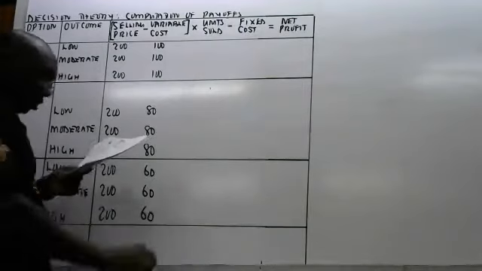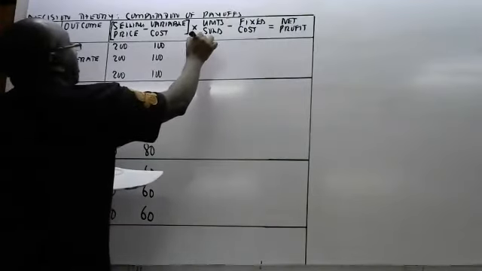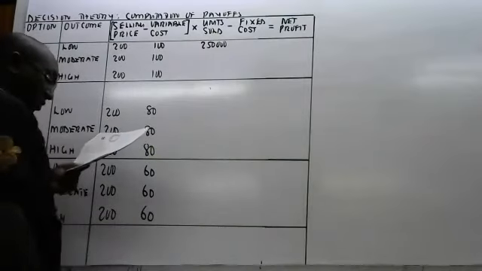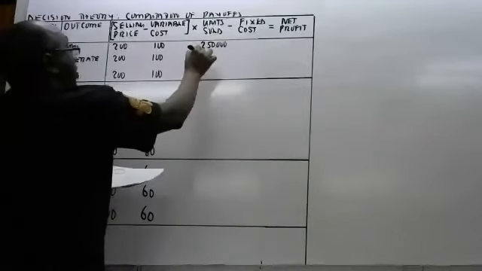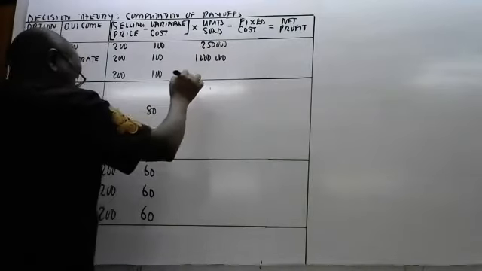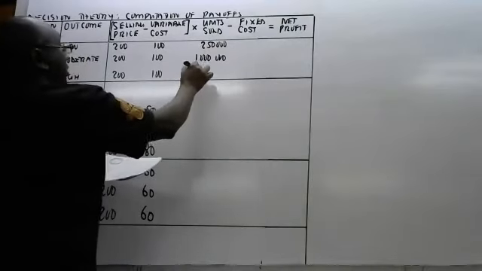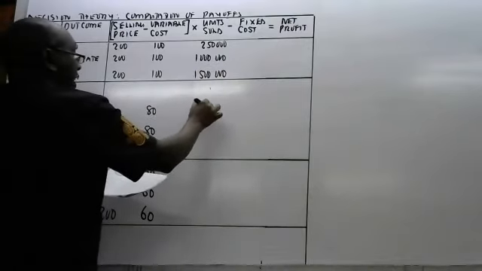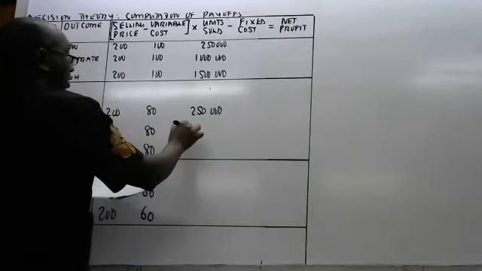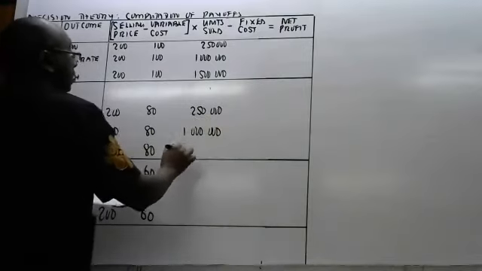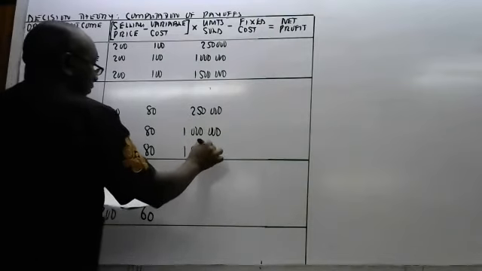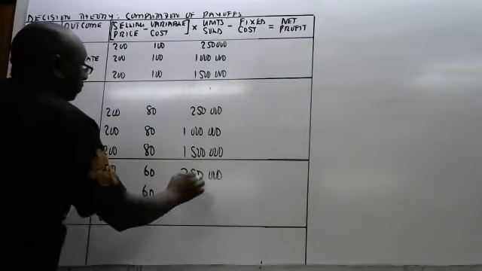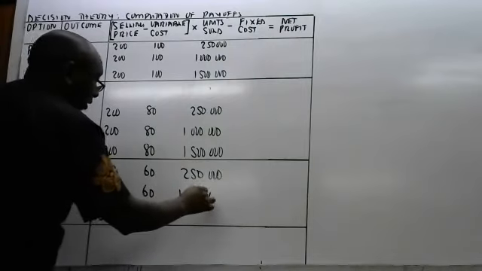For the units sold, these are 250,000 when we are low. Moderate, it is 1 million. And this other one is 1.5. So this is 250,000. This is 1 million. This is 1.5. This is 250,000. This is 1 million.